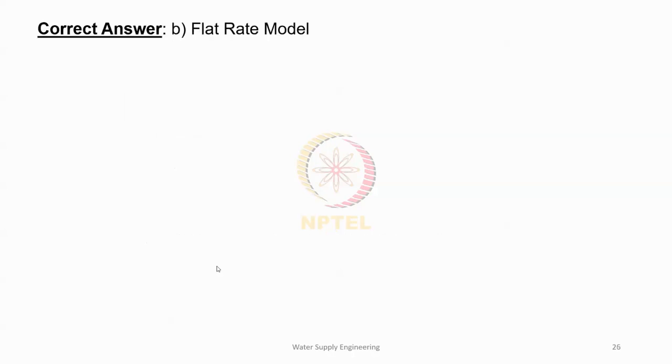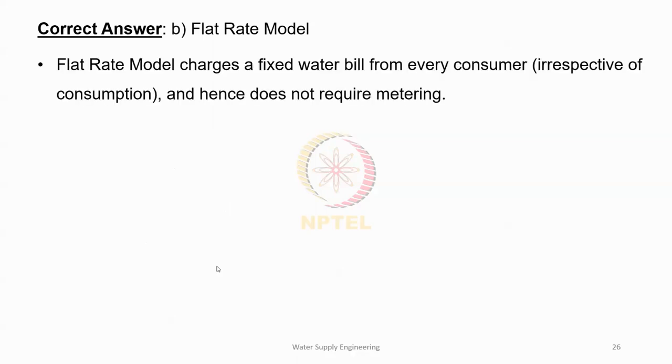Okay, so the correct answer is option B, flat rate model. In the case of flat rate model, a fixed charge is imposed on the consumers irrespective of what they consume. So, the water bill will be constant every month, or during every period of charging, it will be the same.